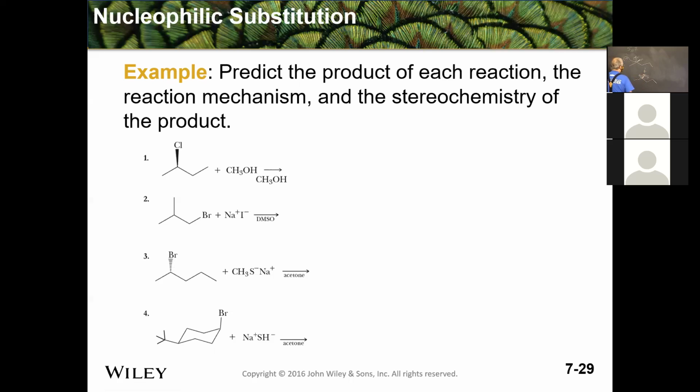So we start out, this is S. Bromine is 1, propyl is 2, methyl is 3, hydrogen is 4. But we're looking at it from the wrong direction. And our product will be R. This sulfur is 1, propyl is 2, methyl is 3, hydrogen is 4, so that's clockwise or R. So we get complete inversion of configuration.